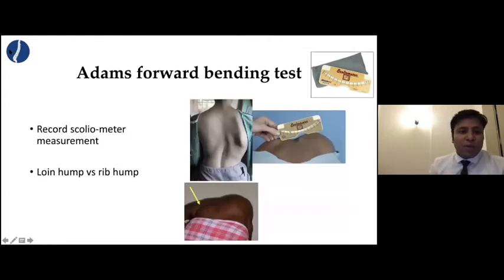Record the scoliometer measurement. Ideally, when the patient is bending forwards, put your scoliometer right at the top, with its hemisphere right on the furrow. Just slide it up to the summit. At the summit, record the scoliometer reading. Here it is a little more than 11 degrees. Record it. This is the size of the rib hump clinically. Similarly, you can measure the size of the loin hump.